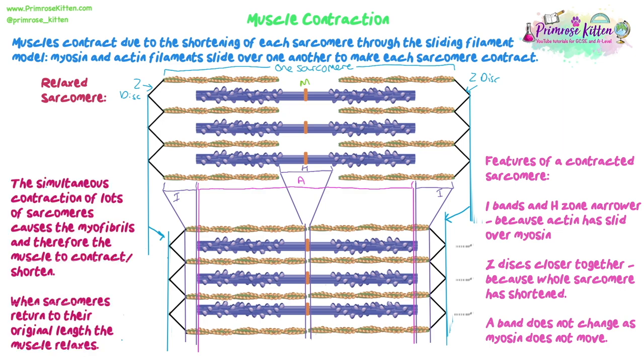So as I said, this happens in every sarcomere, the whole length of a myofibril. So every single sarcomere contracts at the same time, the actin is pulled inwards, and so the whole of the myofibril will contract because all of its sarcomeres are contracted, and that happens in every myofibril, and so that happens in every muscle fibre, which then causes the whole muscle to contract.